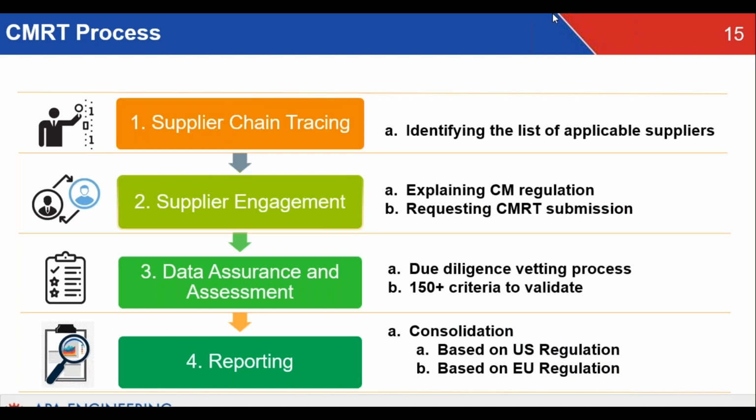And this is the standard process. Though OECD due diligence is huge and very elaborate, what we have tried doing is put out an outline of what happens throughout the process. There are four major steps. First, it starts with supply chain tracing, where as an organization we have to list the applicable suppliers. The second is supplier engagement, which is very daunting for most organizations. Even before engaging, we have to help them be aware of the conflict minerals regulations, and once we are on par, we request the CMRT submission. That comes under supplier engagement.